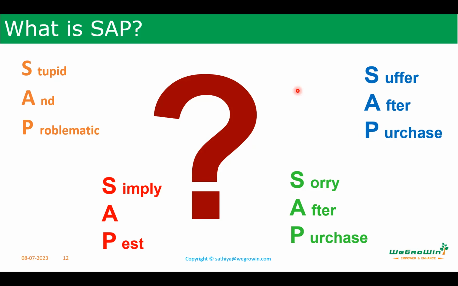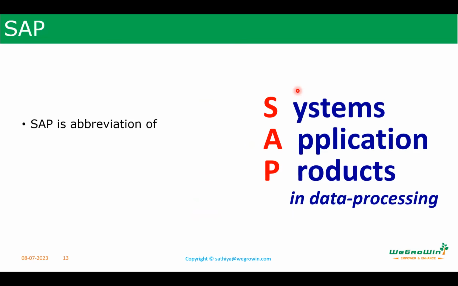Right, now coming back to this, SAP is an abbreviation of Systems, Applications, Products, and data processing. So SAP has to be pronounced as S-A-P, not as SAP. Please take note of it.